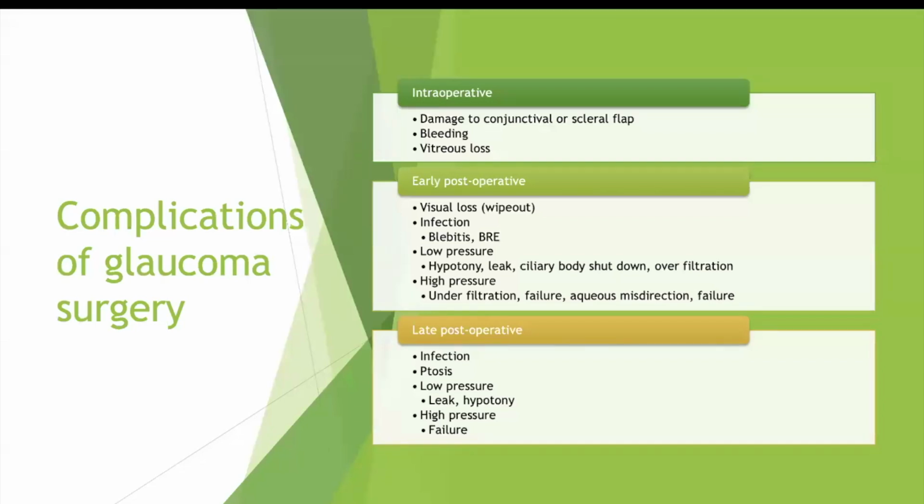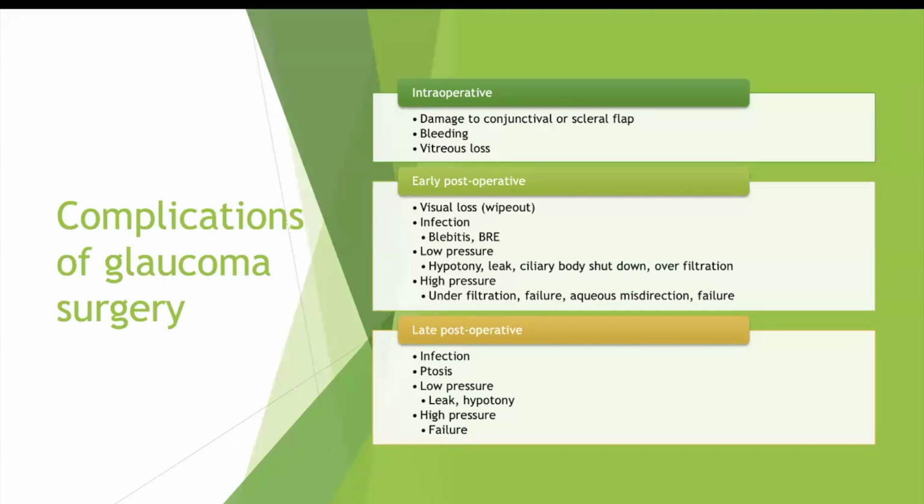But the way you're sort of deciding what is causing the problem post-op is: is the pressure high or low? And is your AC formed? That can sort of give you an understanding of what might be happening. And then later down the line, you can end up with a ptosis because of where the bleb is. Usually it's superior. And then again, you've got low pressure problems. So a leak can happen at any point, hypotony can happen at any point, and the high pressure is that it can fail, and then your pressure starts to come up again.